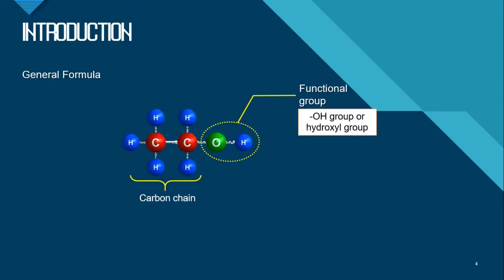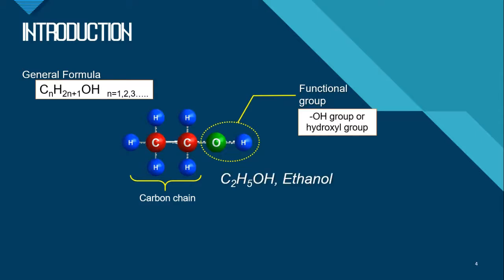The members of a homologous series have a general formula, and each member of the homologous series will follow the general formula for that homologous series. So CnH2n+1OH is how we normally write the chemical formula for alcohol, and the n value for alcohol starts from 1, 2, 3, and so on.